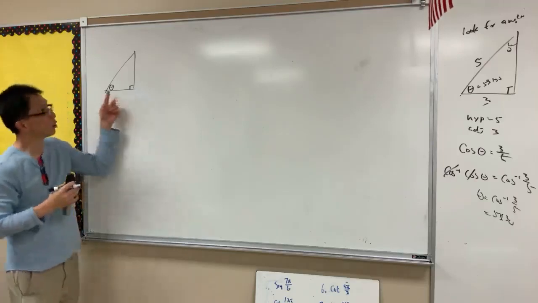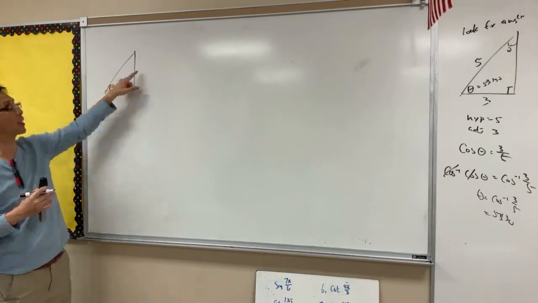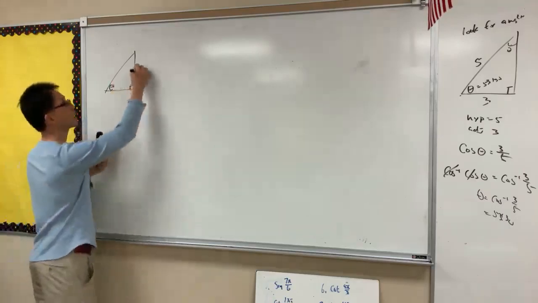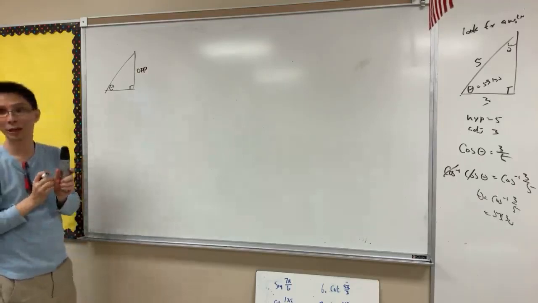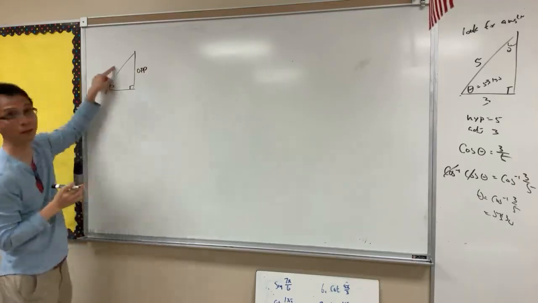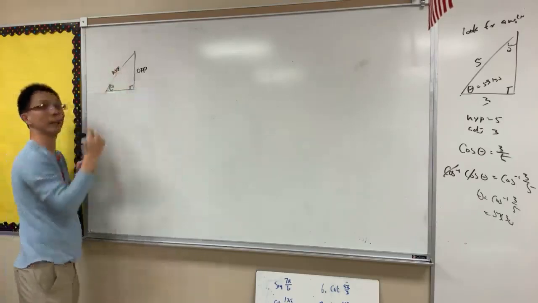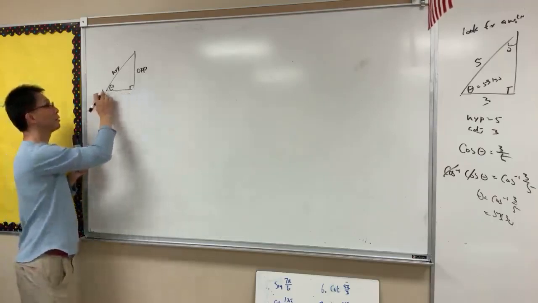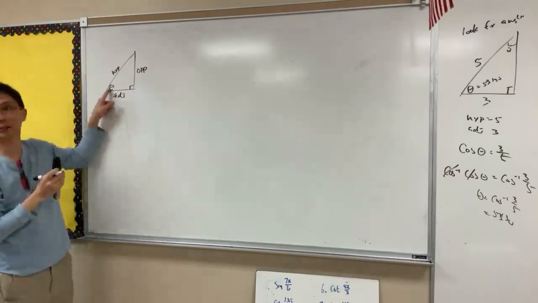Okay, so what happened is theta. If this theta, there's a name for this side. Wang, what do you think this side is called? Opposite. Opposite, good. So this side is opposite. And Harish, what is this side called? Hypotenuse. And Sophony, what is this side called? Adjacent, right? So adjacent means next to the theta. Next to.